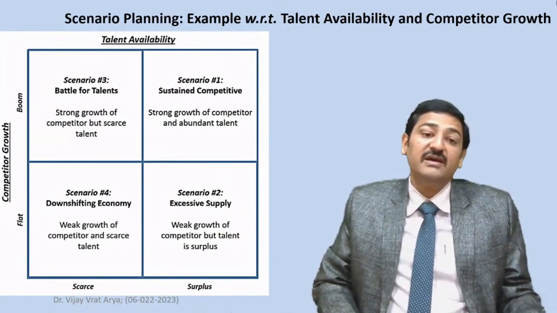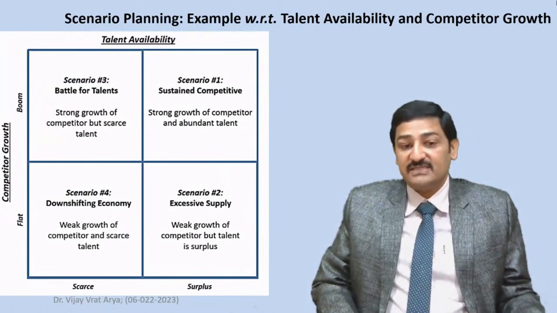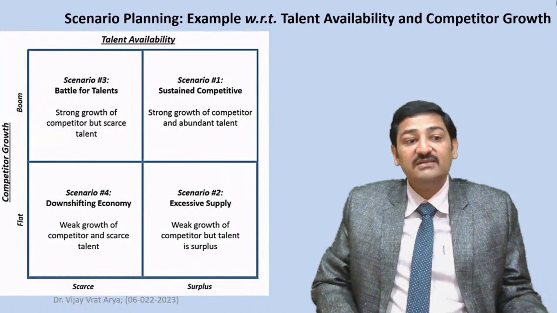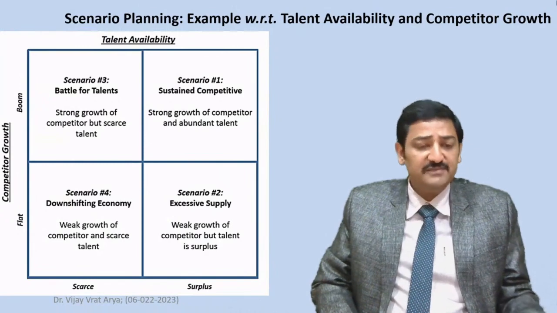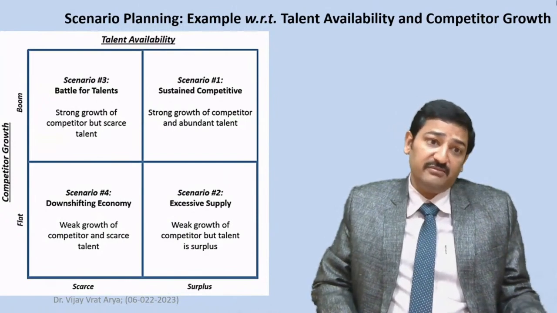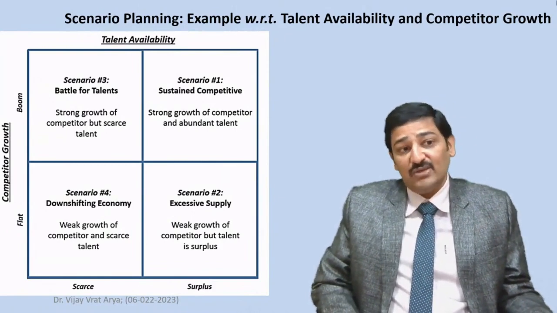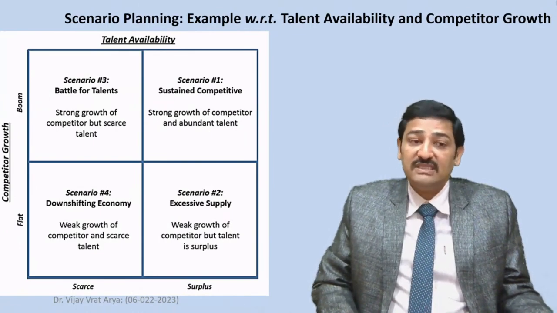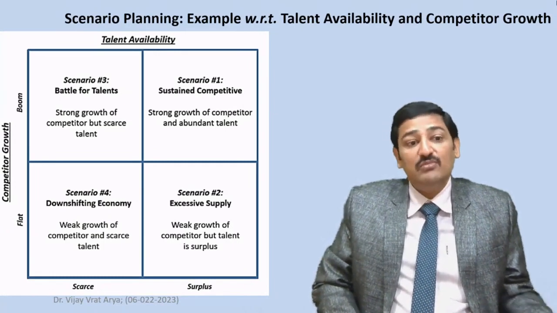Scenario 2 may arise, which is excessive supply, where the talent availability is surplus, but on the other hand, the competitor growth is not that high, meaning it is marginally available, meaning weak. Scenario 3 could be where we are comparing the talent availability and the competitor growth: the battle for talents, where the talent availability is scarce, not easily available, but at the same time, the competitor growth is very high. That is, a booming situation.